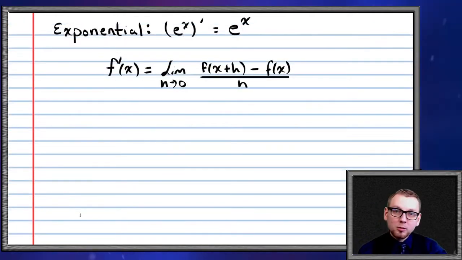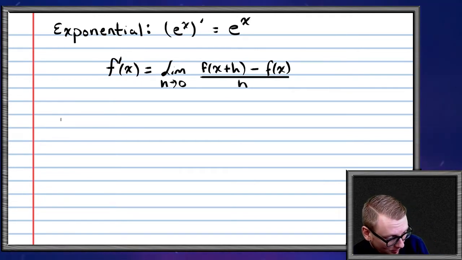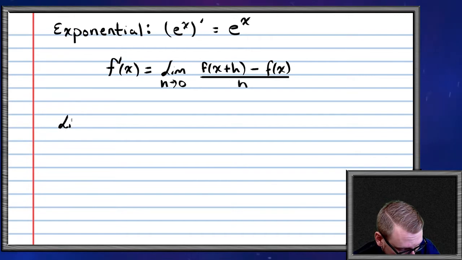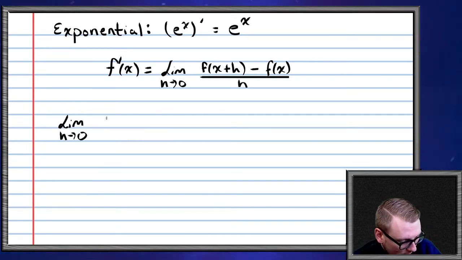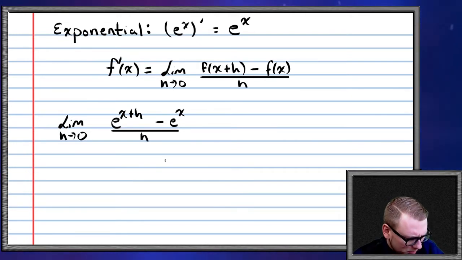The next one we're going to do is just the exponential. This one's an easy one. Okay, first, let's write out our limit. We're going to have the limit as h approaches 0 of e to the x plus h minus e to the x all over h.